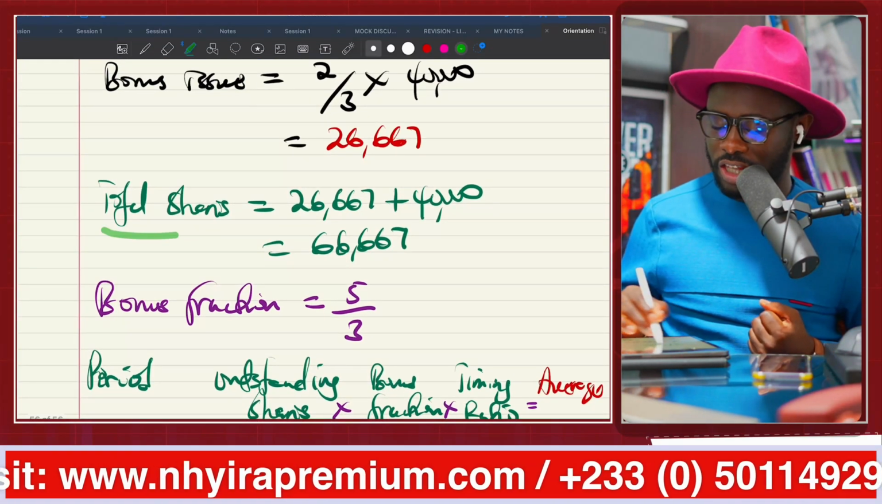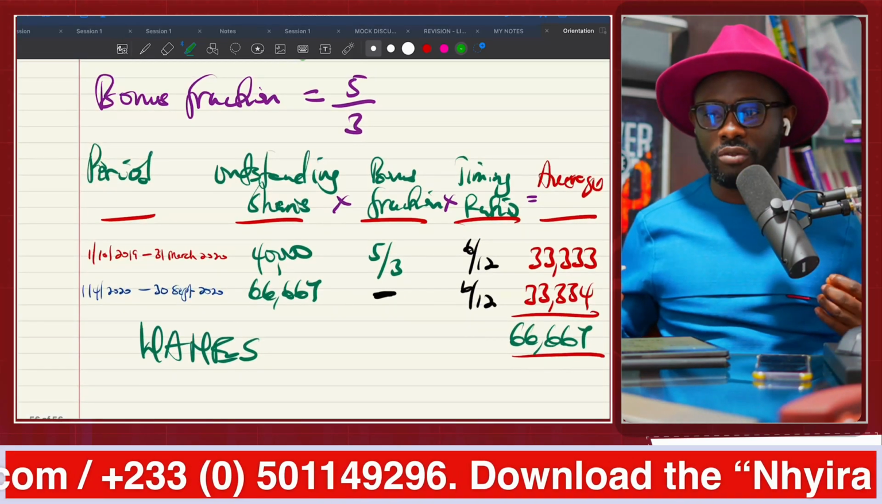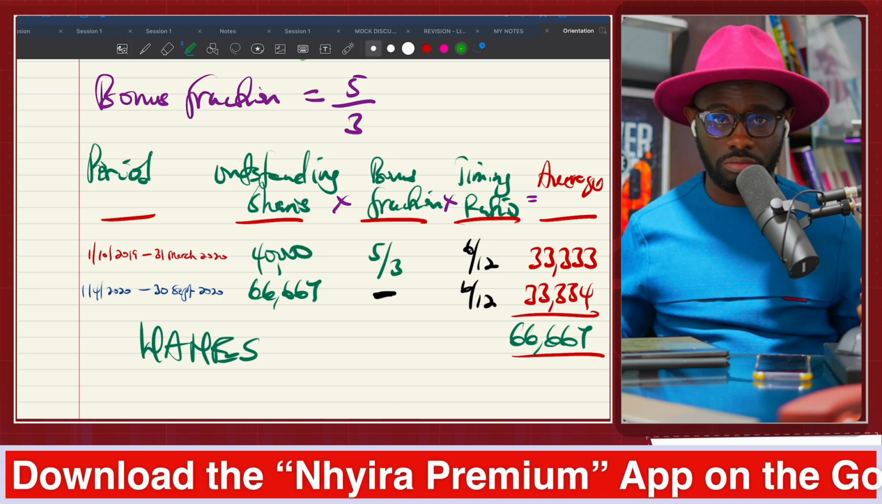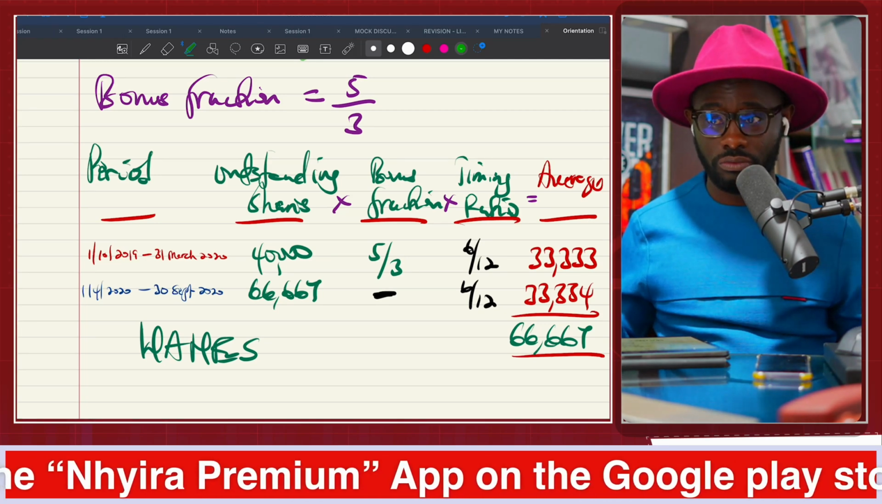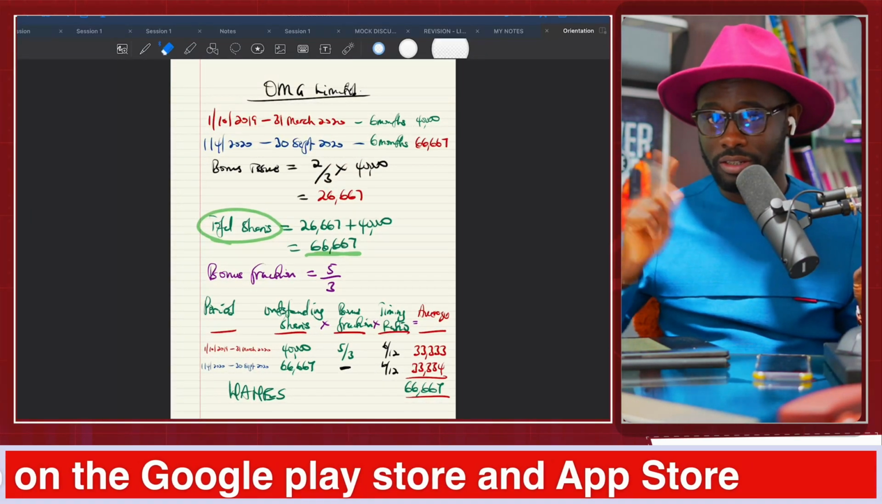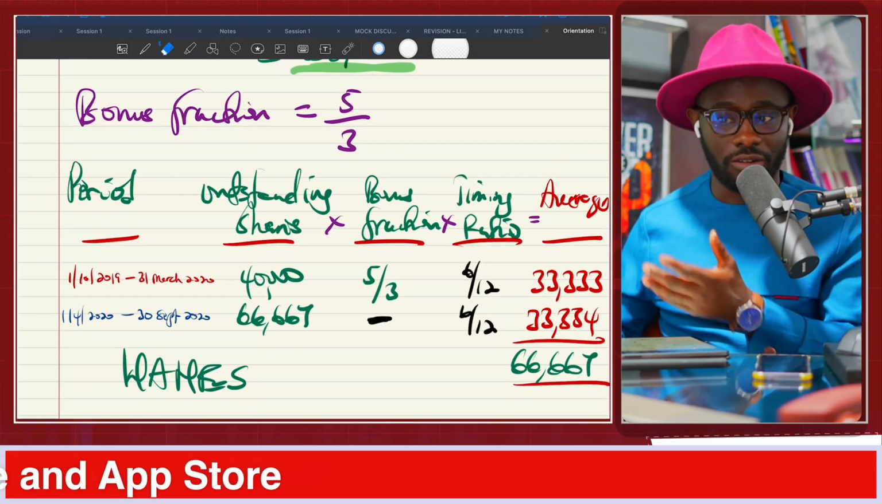Now, like I tell you always, don't get any ideas and say, oh, if that is the case, it means that the total share after the issue will always be the weighted average number of equity shares. No. This is just a coincidence. It may not happen all the time. So you pay attention to the concept and the way we do the calculation.